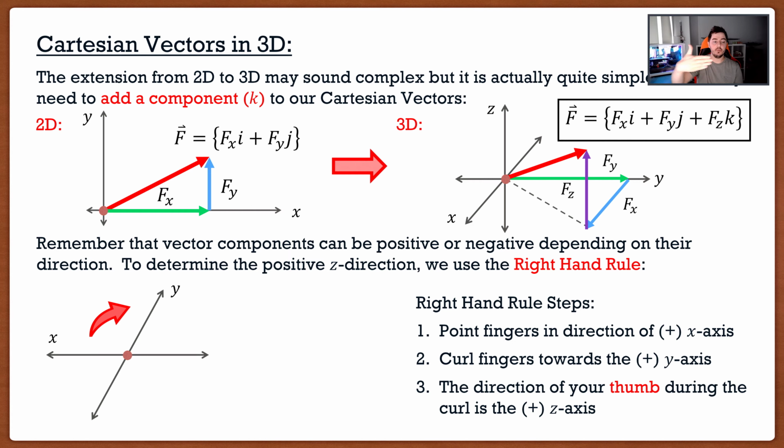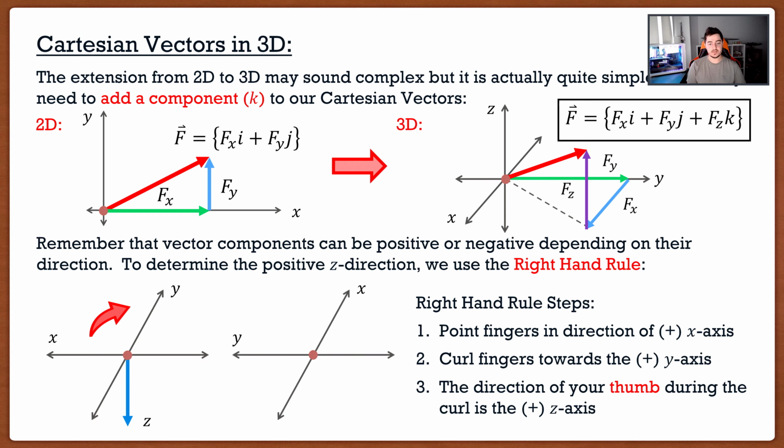Notice that I can point my fingers at the x-axis, but I can't curl this way. So this is why it's not going upwards. The only way I can curl is if my thumb is going downwards. So in this particular scenario, the positive z-axis is actually going downwards.